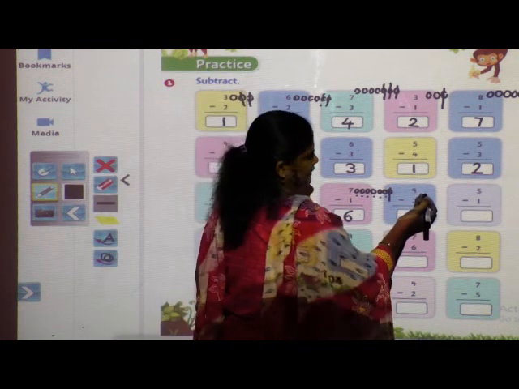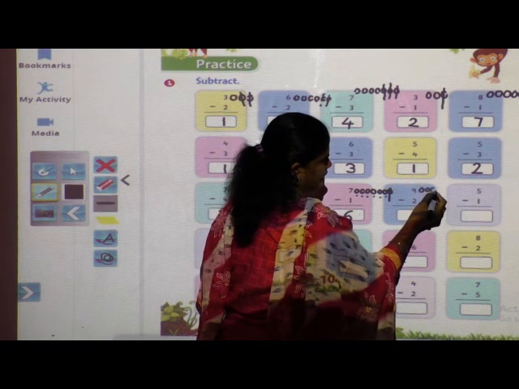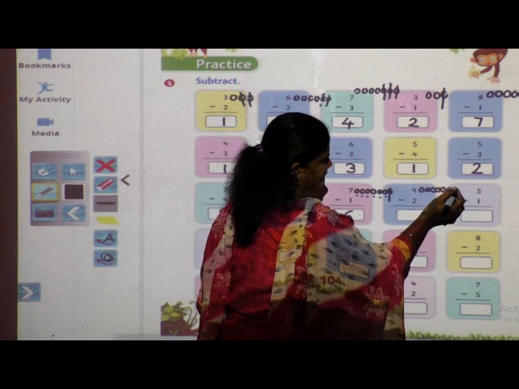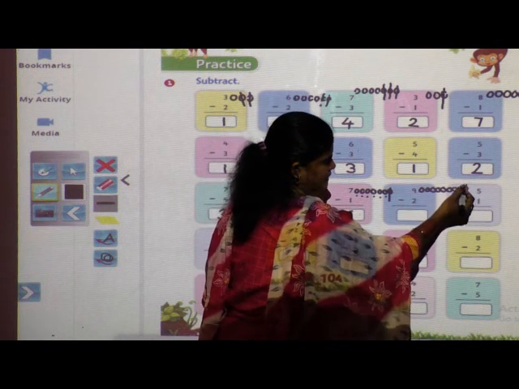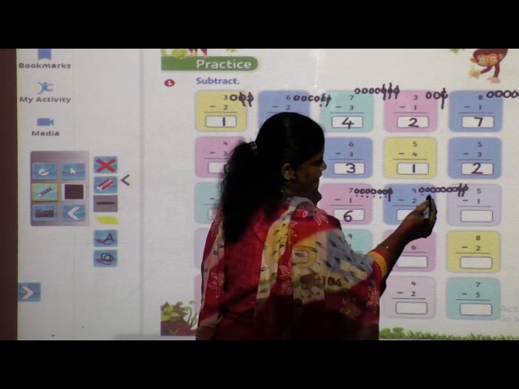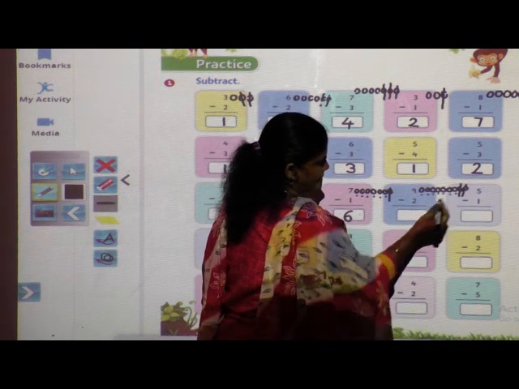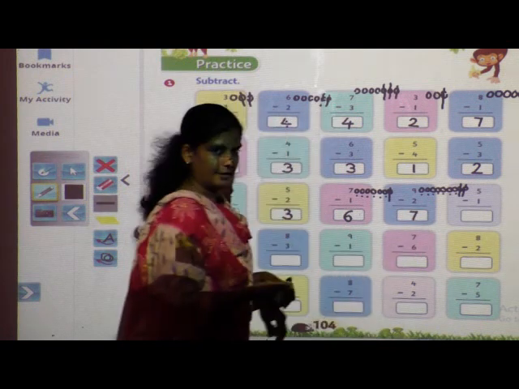Now here same thing, 9. 1, 2, 3, 4, 5, 6, 7, 8, 9. And then minus 2. So 1, 2. How many remains? 1, 2, 3, 4, 5, 6, 7. So write here 7.